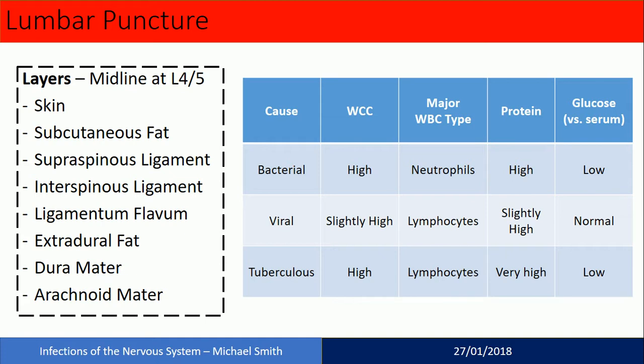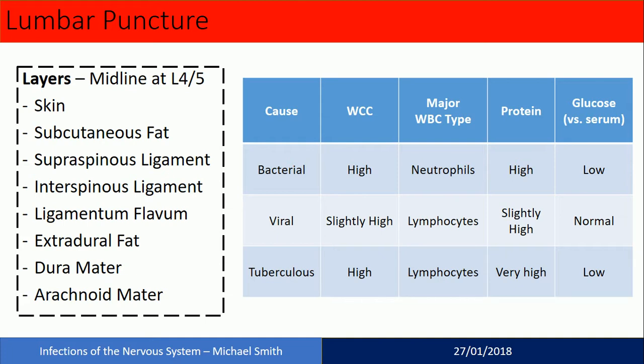The layers penetrated when you perform a lumbar puncture are the skin and subcutaneous fat, then the supraspinous ligament, interspinous ligament, ligamentum flavum, extradural fat, the dura mater, and the arachnoid mater. As you pass through the ligamentum flavum, there's a characteristic pop, and then there's another as you pass through the dura mater. Once you've heard both of these pops, you know that you're in the subarachnoid space, as the dura mater is closely adhered to the arachnoid mater.